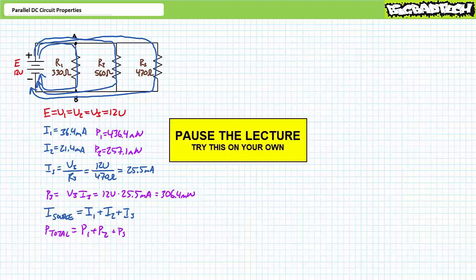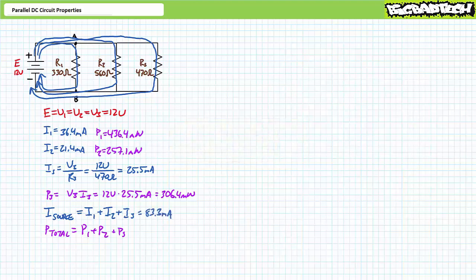By all means, pause the lecture and try this on your own. If you're tracking, you should have obtained the following results. Substituting our calculated values for I1, I2, and I3 into the Kirchhoff's current law equation for this circuit demonstrates source current has risen to 83.3 milliamperes. Similarly, substituting in our calculated values for P1, P2, and P3 into the power distribution equation demonstrates total power has risen to roughly 999.9 milliwatts, just 0.1 milliwatts shy of a full watt.